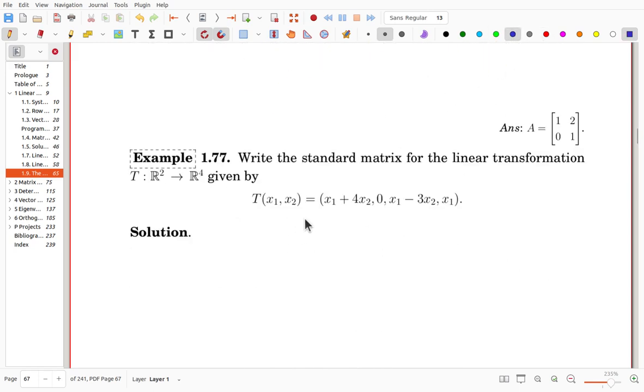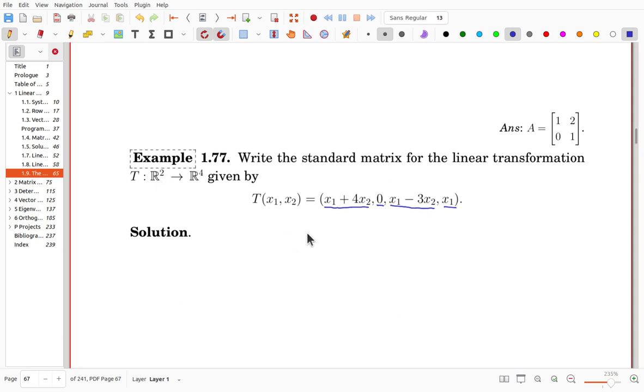Now write the standard matrix for the linear transformation given by that one. We have here 4 components, and two components in the domain. So it is defined in R2 and the codomain is R4, right? Okay.